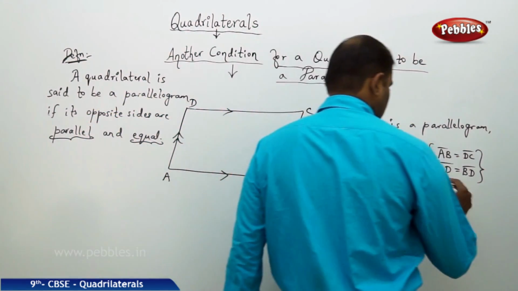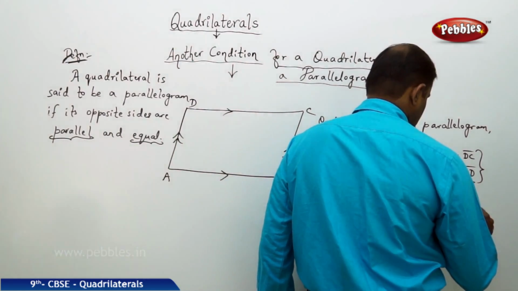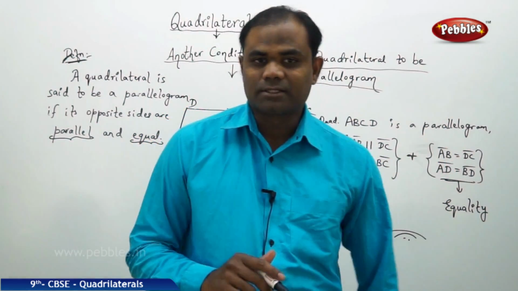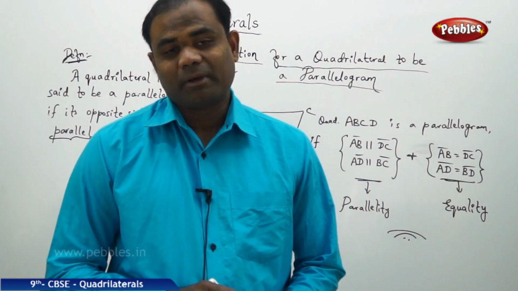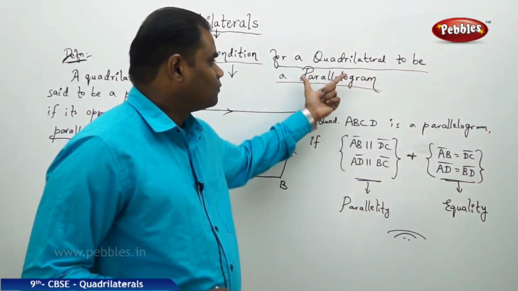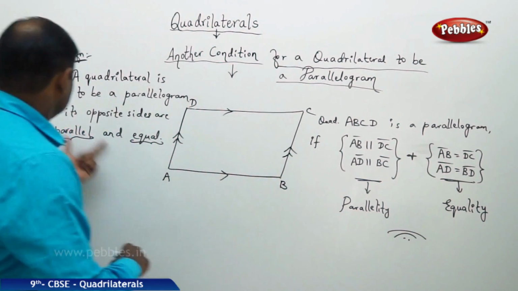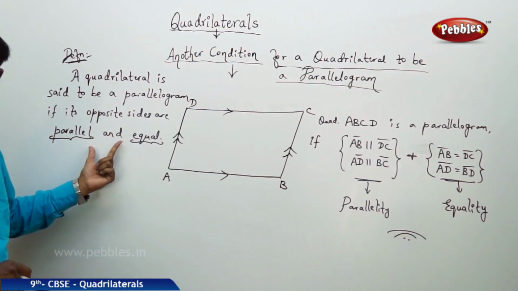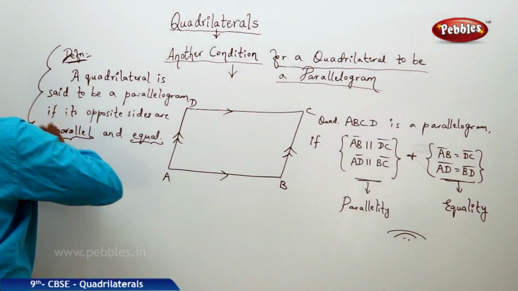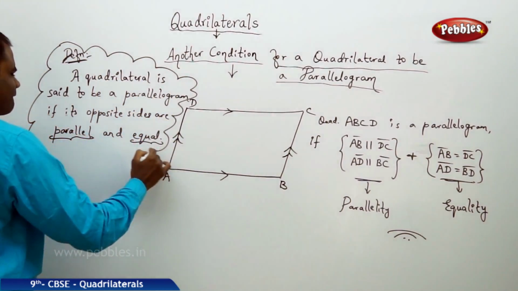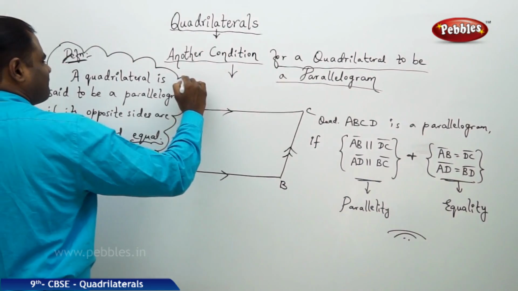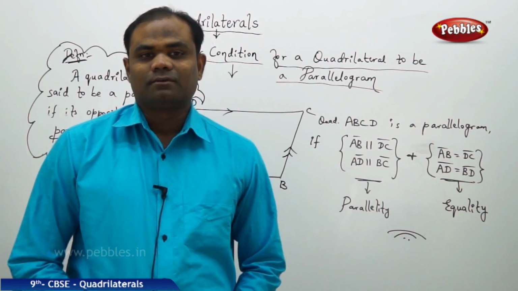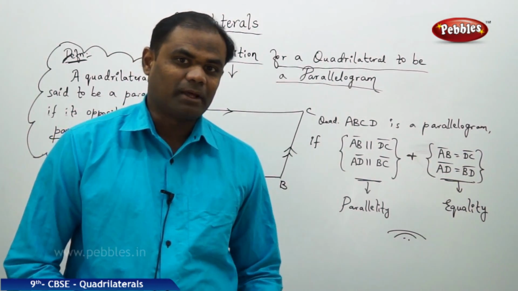Parallelism and equality conditions are how we understand a quadrilateral reducing to a parallelogram, as another condition for a quadrilateral to be a parallelogram. The quadrilateral is said to be a parallelogram if its opposite sides are parallel and equal. That's how we understand the definition for a quadrilateral reducing to a parallelogram.